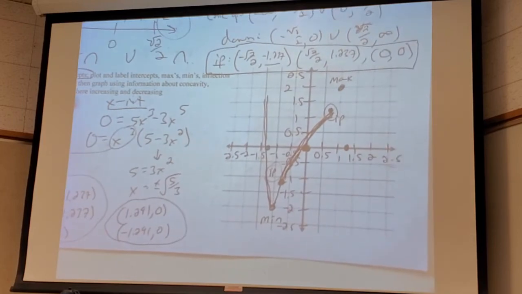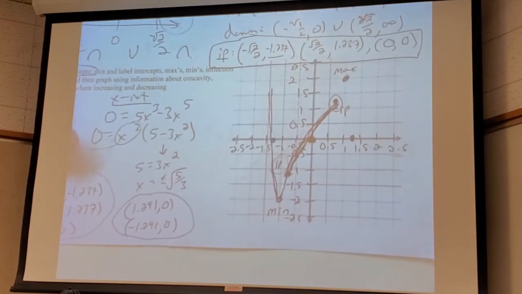Did I miss 0? I totally missed 0. That's what happened. What did I not label? This is kind of nice that I made a mistake. What did I not label? So it's 0, 0. 0 is one of my IPs, right?